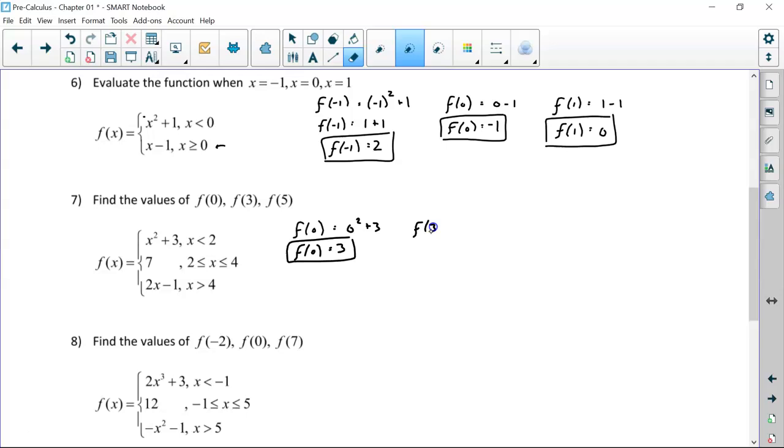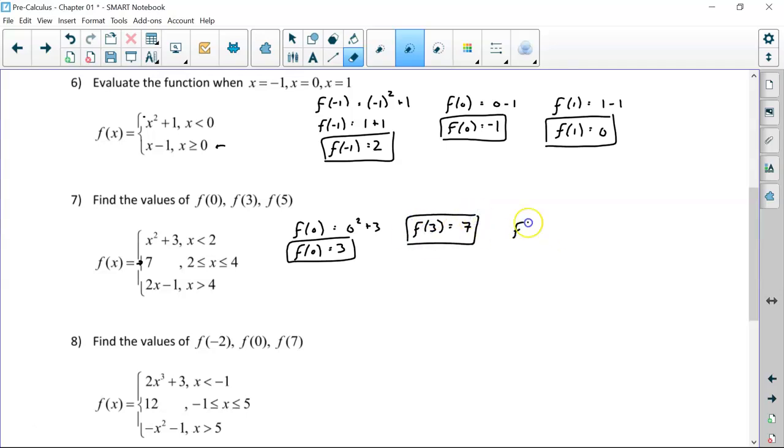For f of 3. Now, 3 is not less than 2, so we can't use that one. And for the second one, it's saying when x is between 2 and 4. Since 3 is between 2 and 4, we're going to use that. Now, this is just a constant. So when x equals 3, or anything between 2 and 4, including 2 and 4, our output is going to be 7. So there's really nothing to do there because the output is just a constant.